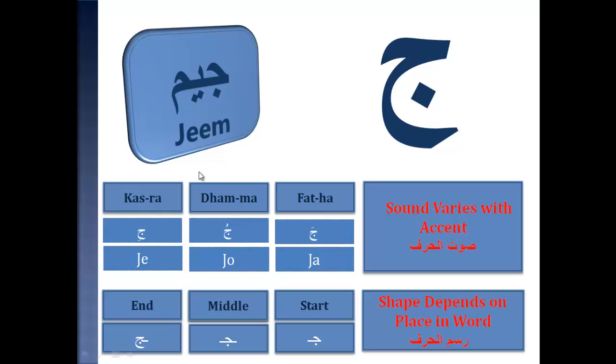The next letter is jim, and the three basic sounds are ja, ju, and ji. For the writing aspects, think of the jim as two sections, the top part and the curved part. In the beginning and the middle, only the top part is written, and at the end of the word, the full form of the letter appears.